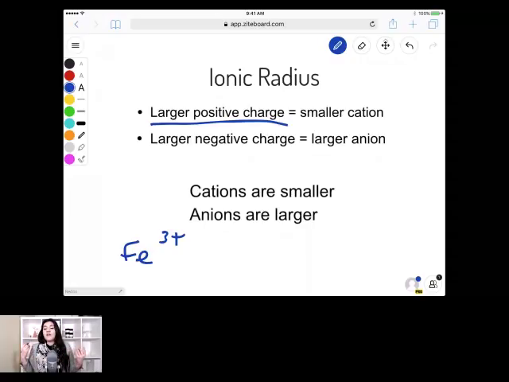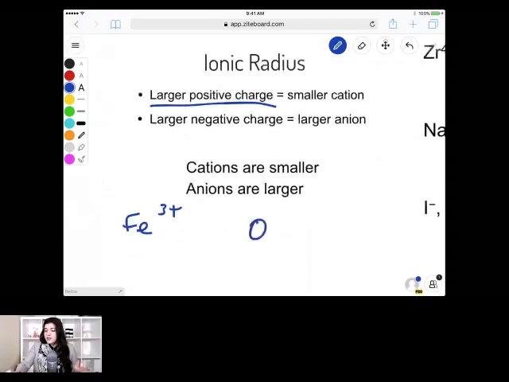And now if we have a larger negative charge, like let's say oxygen's typical one, if we had oxygen and it had a larger negative charge, then that has a larger anion. So cations typically tend to be smaller and anions are typically larger. All right. So that's the concept overall. And then we're going to put this into practice, understanding that again. So I'm going to say that one more time. The larger the positive charge, the smaller the cation. The larger the negative charge, the larger the anion.